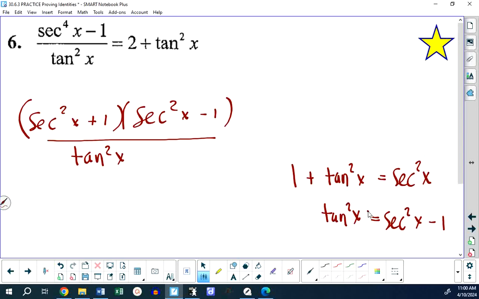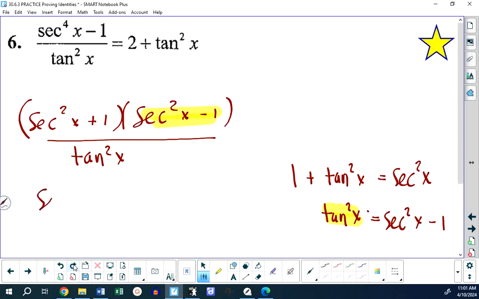That's a huge step. Now, whether we put tan squared of x here to cancel the tan squared of x's, or secant squared of x minus 1 there, we will be able to cancel those factors. I'm going to choose to do this.